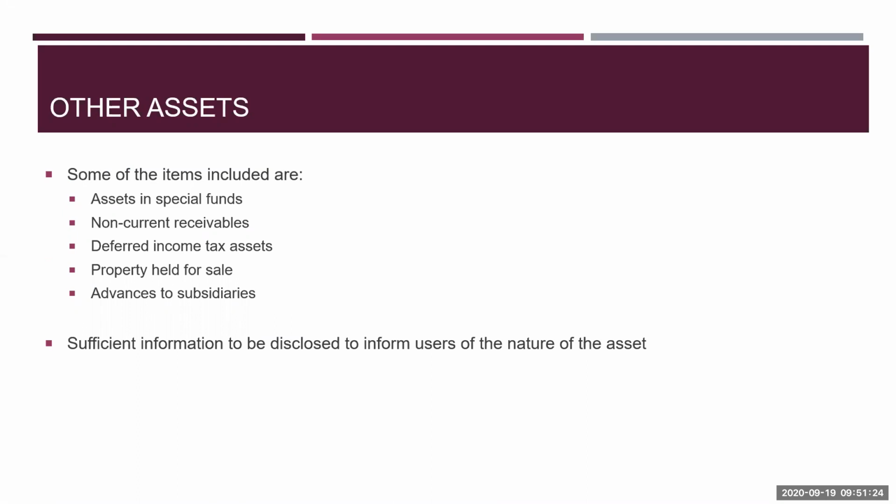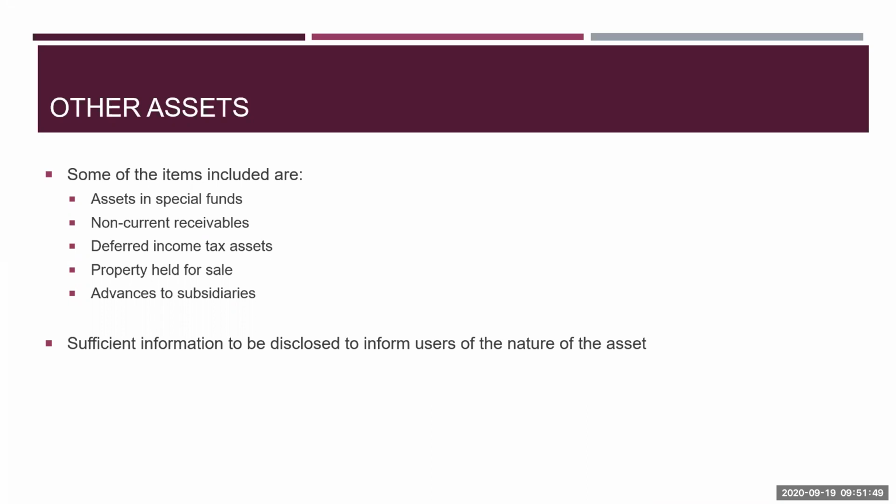The other types of assets that don't sit in those categories can be your assets in special funds, non-current receivables, deferred income tax assets, which is discussed in Accounting 350, the intermediate financial accounting course 2 that follows this one. We have property that is held for sale and advances to subsidiaries.